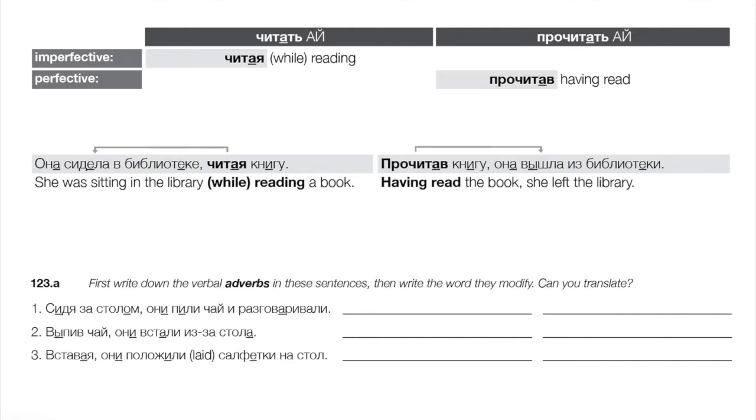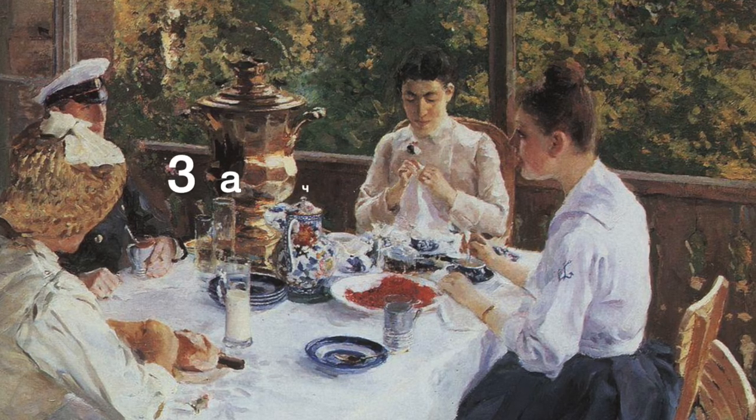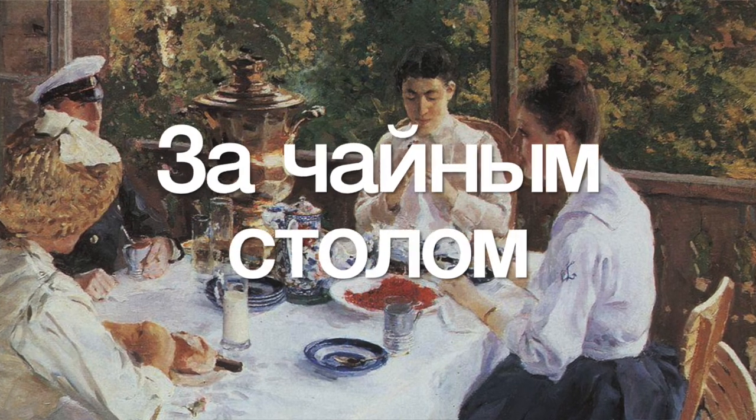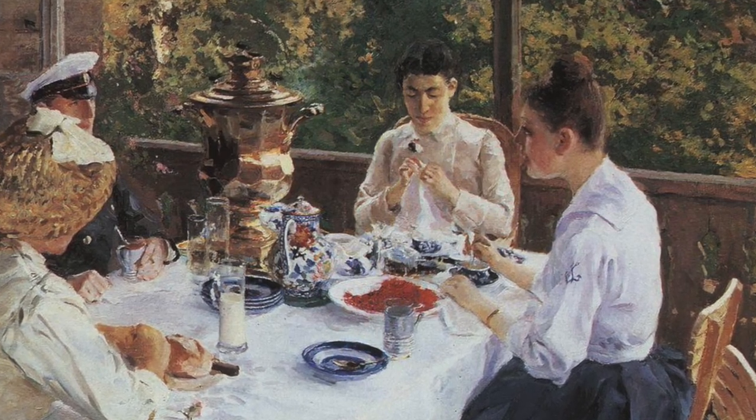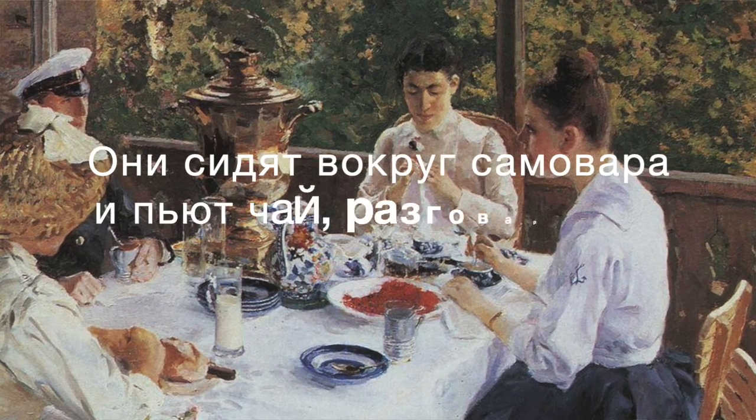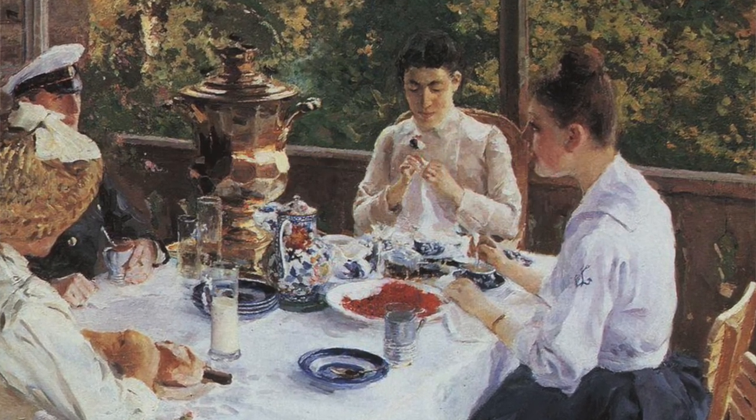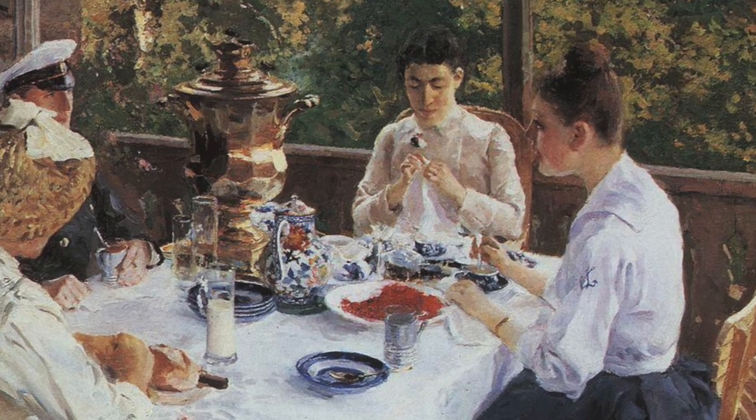And again, hopefully you see how using that while just makes it very clear what the Russian is saying. As they were getting up, they laid their napkins on the table. It's very easy to visualize exactly what the Russian is saying there. Okay, so let's look at a quick painting here. За чайным столом, at the tea table, literally behind the tea table, having tea. Они сидят вокруг самовара и пьют чай, разговаривая. They're sitting around the samovar and drinking tea, conversing, or while conversing, while chatting.